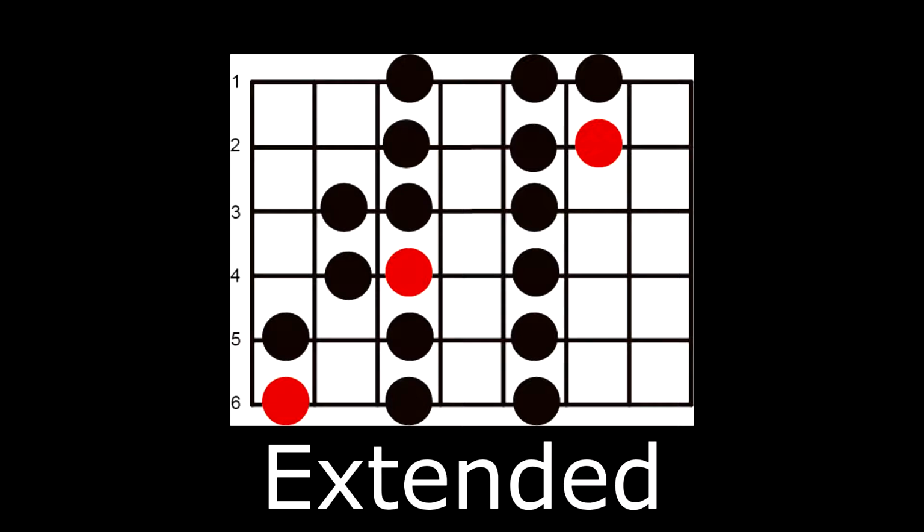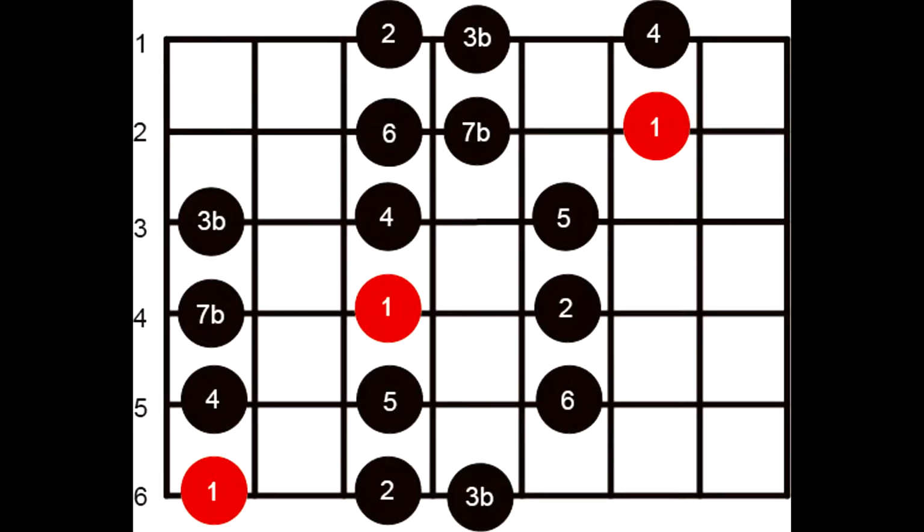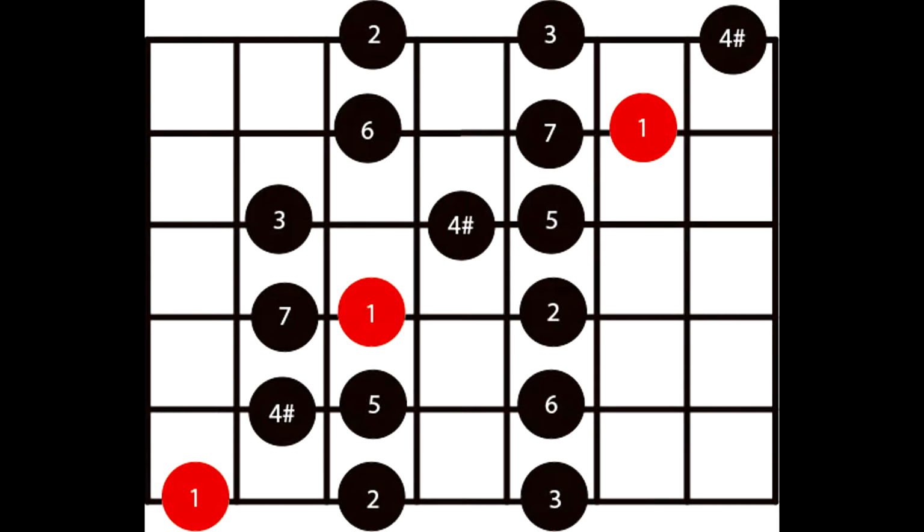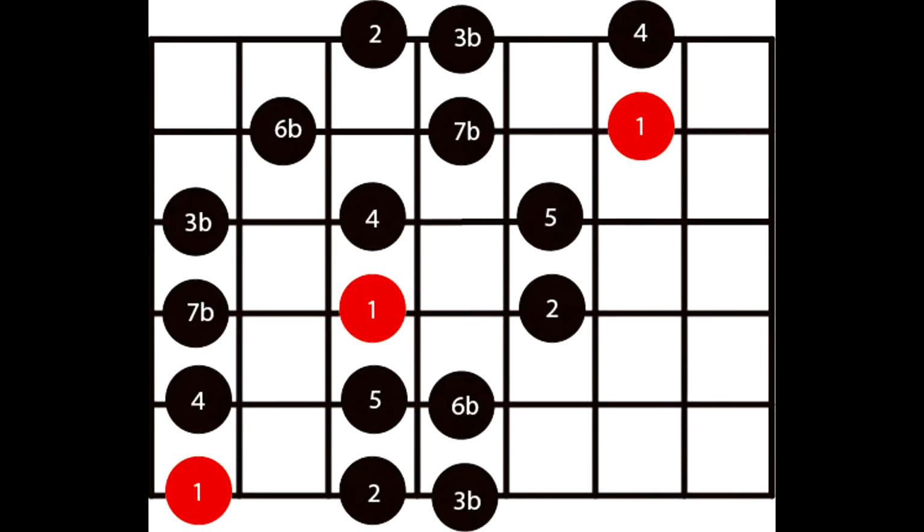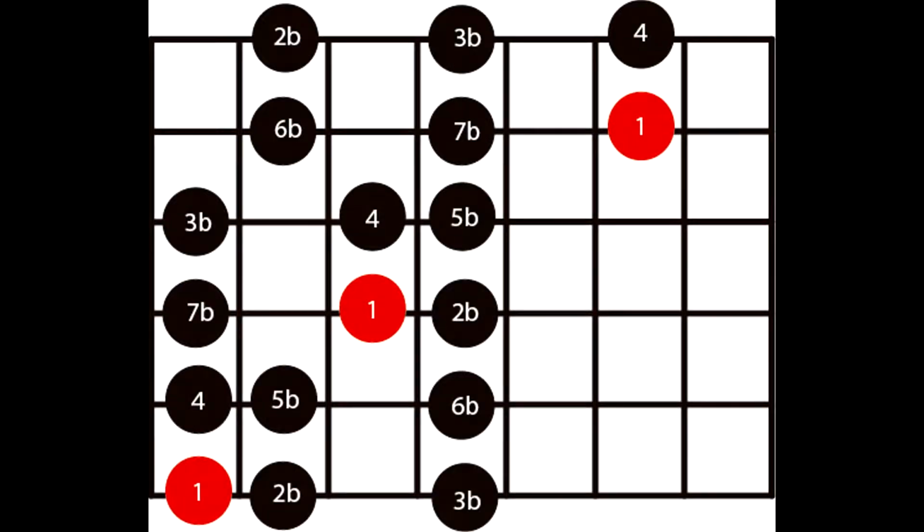And maybe you know there's a different chart for every mode. For example, Dorian, Phrygian, Lydian, Mixolydian, Aeolian, and Locrian, which is the last of the major modes.